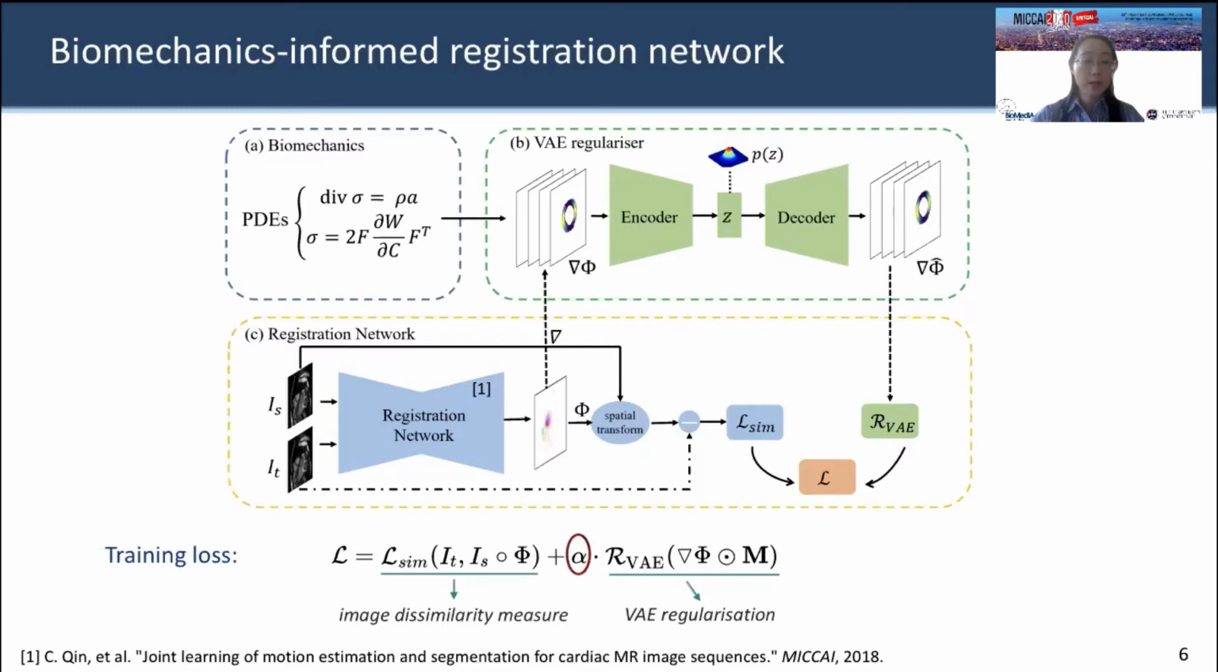The final objective function to train this registration network can be formulated as this, which consists of an image similarity measure and the VAE regularization. Here, a hyperparameter alpha is introduced to trade off between the similarity and the physical plausibility of the deformations. The architecture for the registration network was adopted from one of our previous approaches, which has shown to be effective for the myocardial motion tracking.